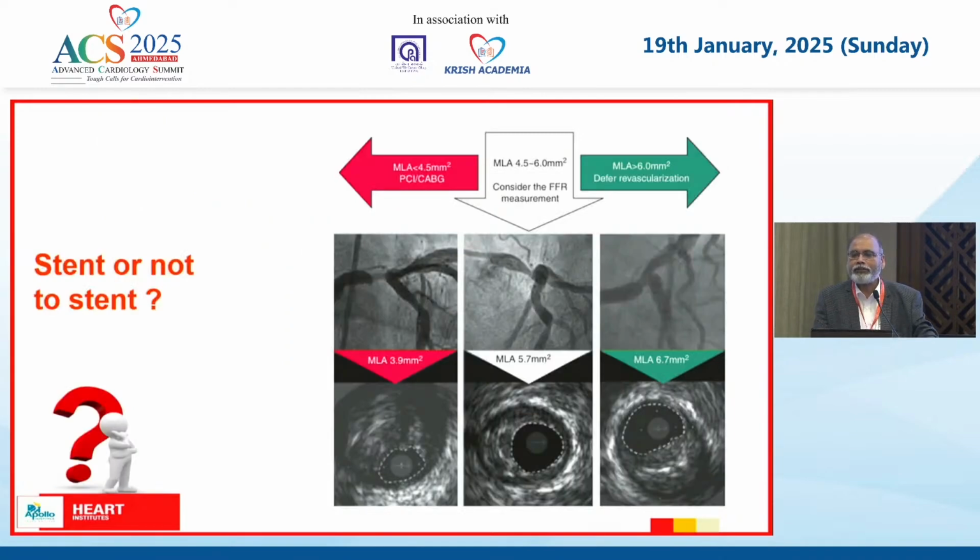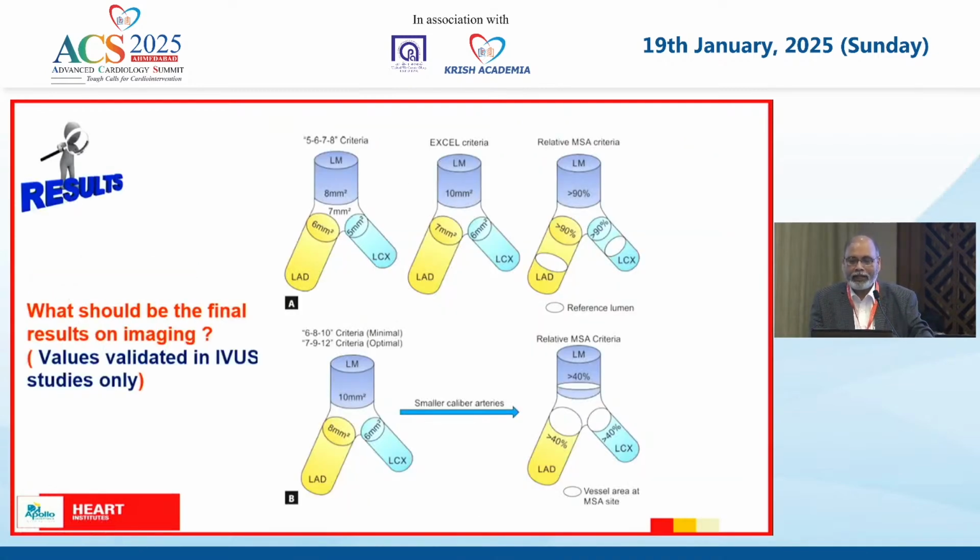For example, whether to stent or not, this is a very common diagram from the JACC, which shows that if it is in 4.5 to 6, you go for FFR. If it is beyond 6, just leave it alone. If it is less than 5, try to do something for it. Now, these are the recent criteria which state that we do not stick to the numbers of 5, 6, 7, 8. We now go to the numbers of 7, 9, 12. This is the minimum criteria that we have.